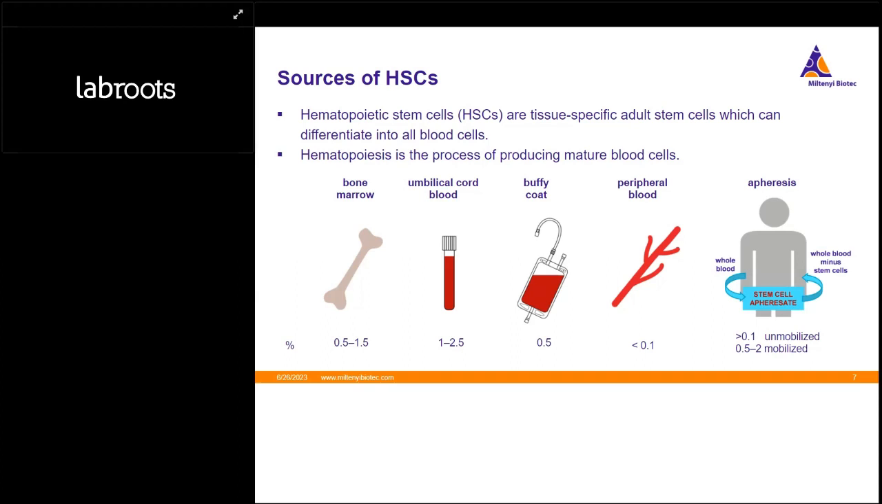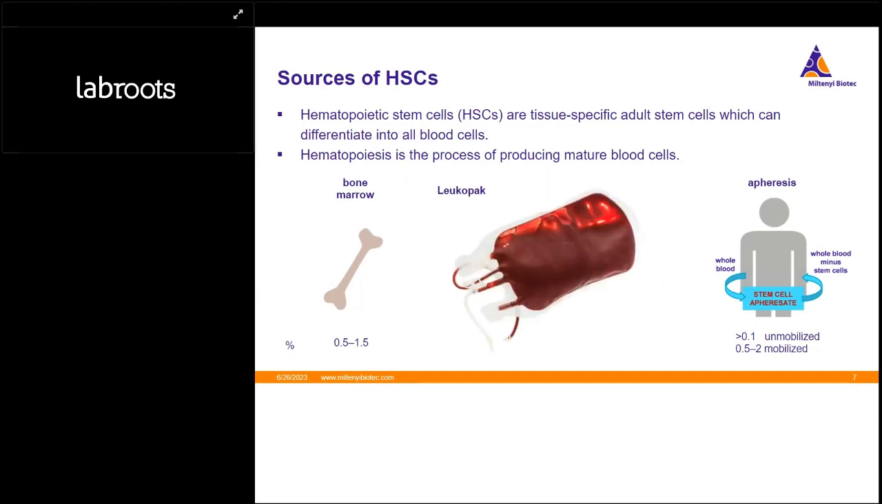That kind of sample is typically called a leukopak, where most of the red blood cells and platelets have been removed, and you basically have a much higher percentage of mononuclear cells to start with, and potentially a much higher percentage of hematopoietic stem cells.